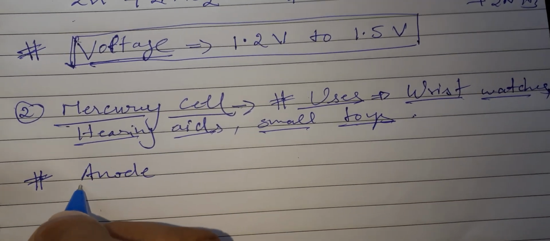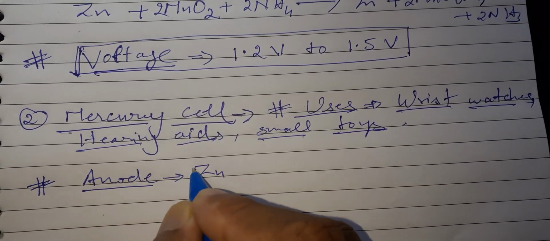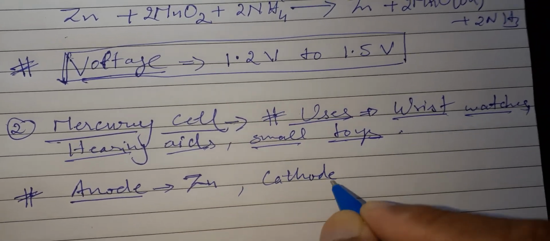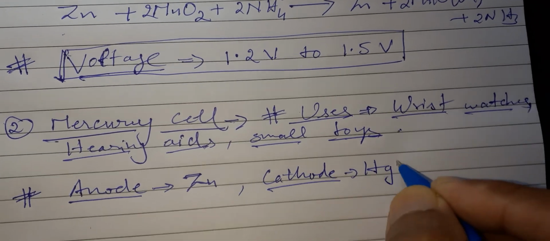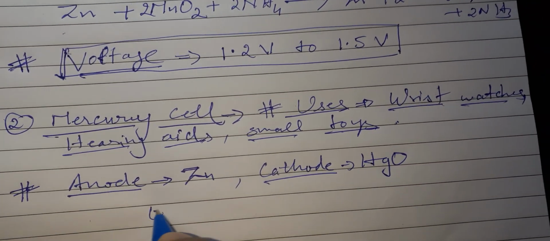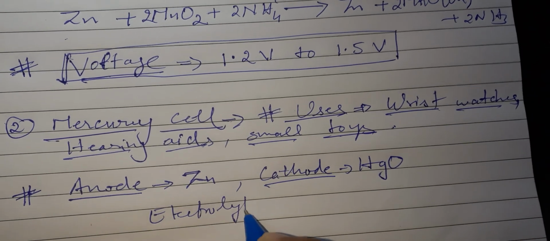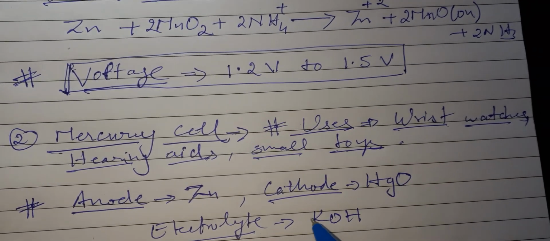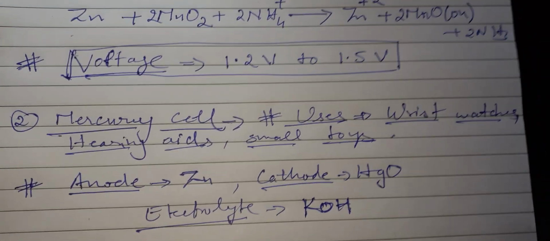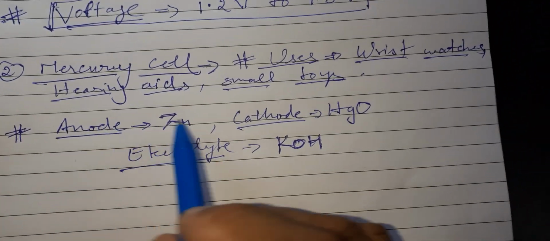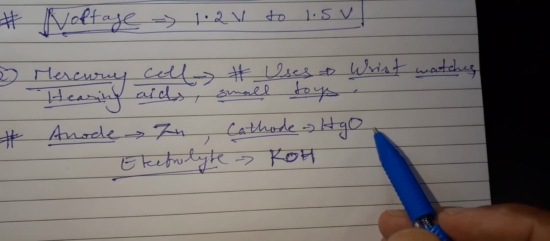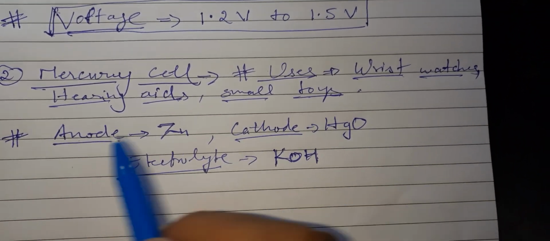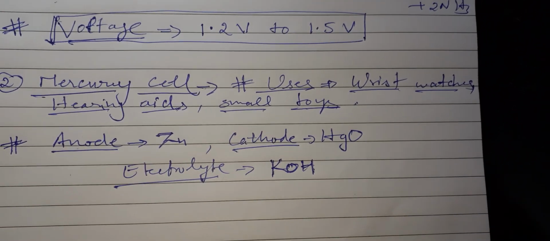The anode of the mercury cell is also made up of zinc metal. The cathode of the mercury cell is made up of mercuric oxide, and the electrolyte used in the mercury cell is potassium hydroxide. So these are the three basic components of this mercury cell. Anode made up of zinc, cathode made up of mercuric oxide, and the bridge between them is the electrolyte, potassium hydroxide. It is the connector between anode and cathode, just like the salt bridge we have discussed in class.